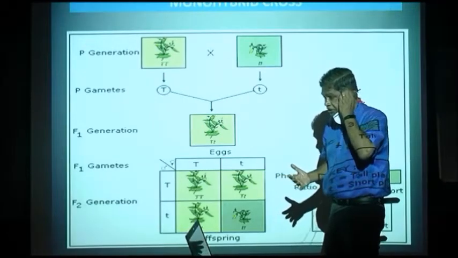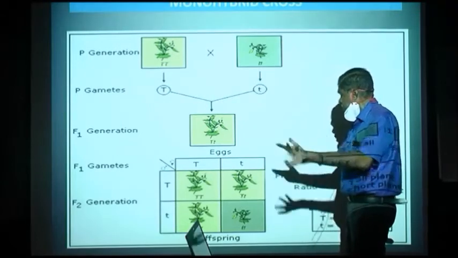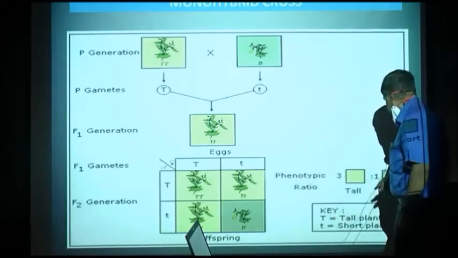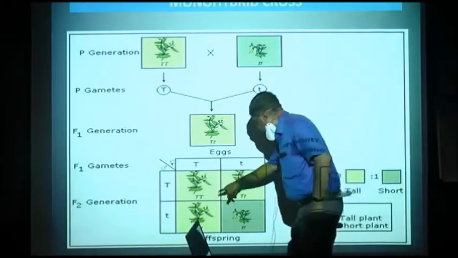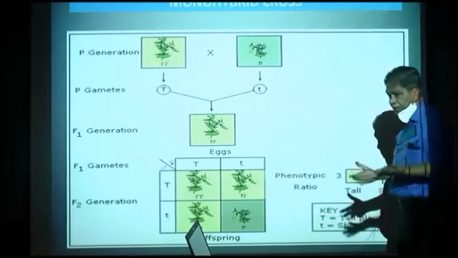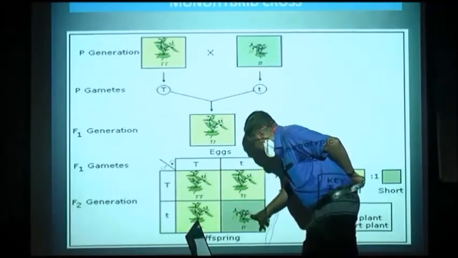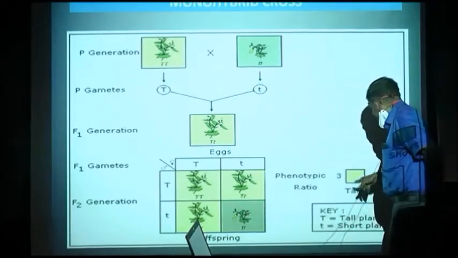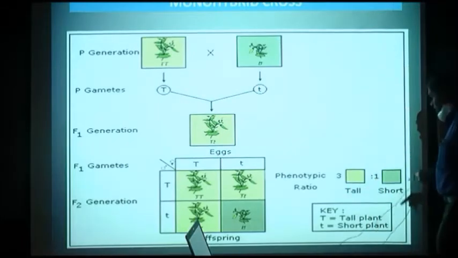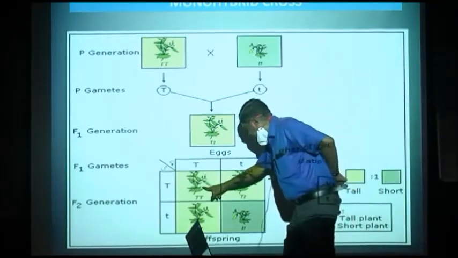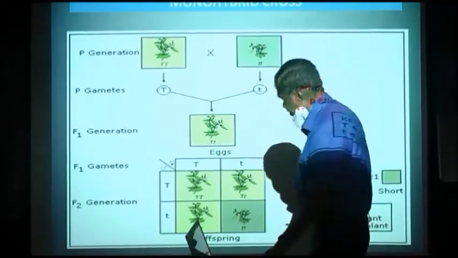What is phenotypic ratio? Phenotypic ratio is the one which is expressed to the outside. Phenotypic ratio is 3:1, that is 3 tall, 1 dwarf. But the genotypic ratio is 1 pure tall, 2 hybrid tall, and 1 dwarf: capital T capital T, capital T small t, and small t small t. So 1:2:1. That is what is mentioned here.